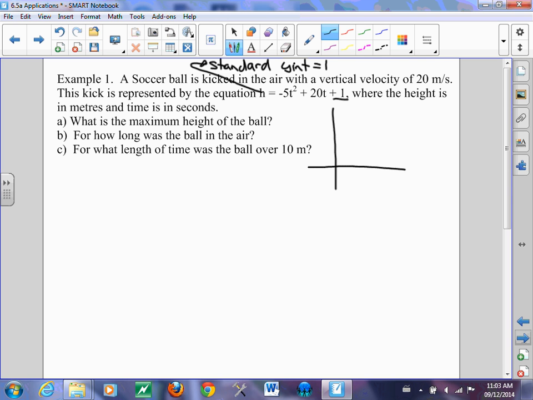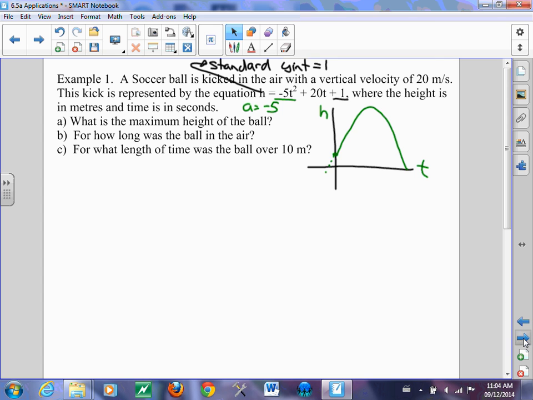So what do I know? I also know that A is negative, because A is negative 5. So that means it opens down. So I'm going to draw a graph. I'm going to start at 1. I know it's going to reach a maximum height and come back down. Okay, and this is my time, this is my height. Technically, I'm going to have another answer there for a 0 if I'm looking for zeros. Okay, so focus on a graph, folks. It helps you as a visual. And what do we know? We know that this is at 1 meter that we start at.